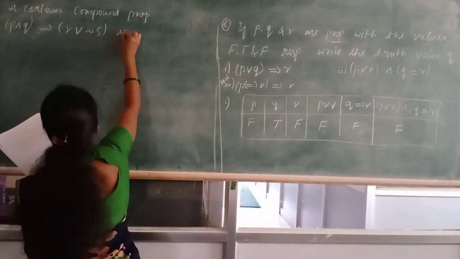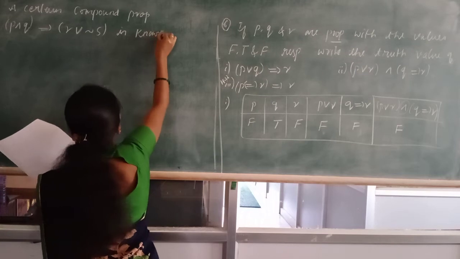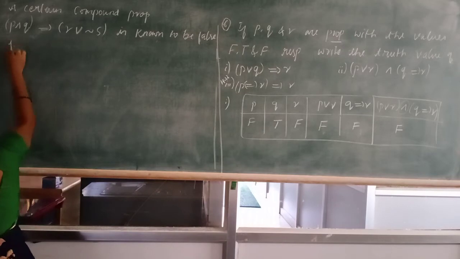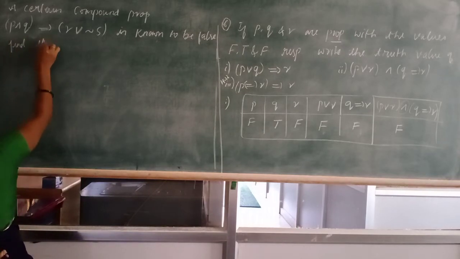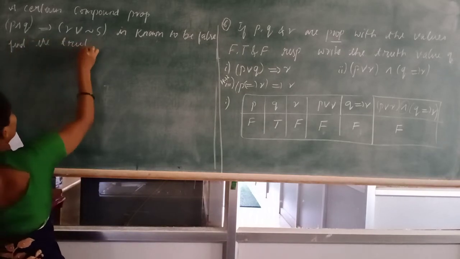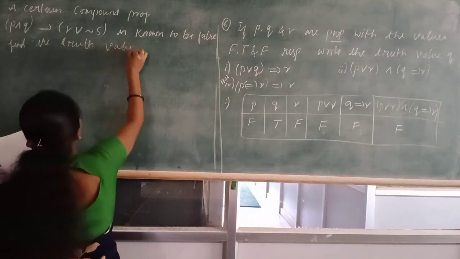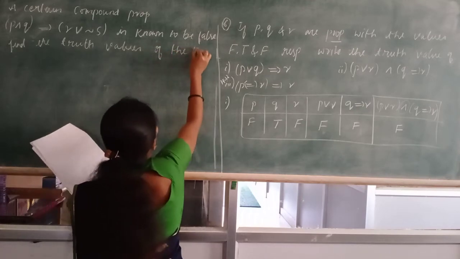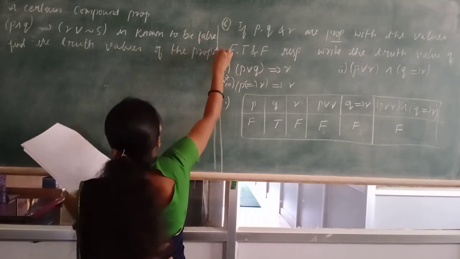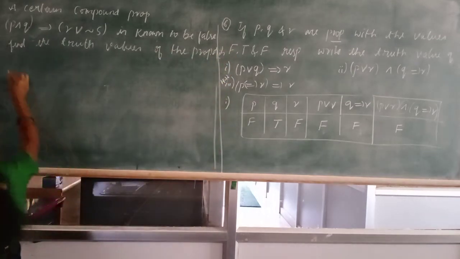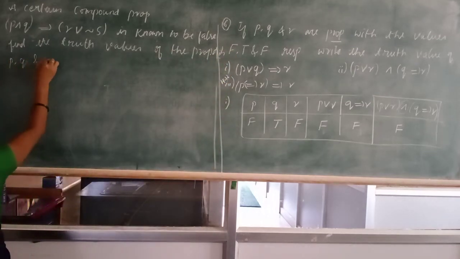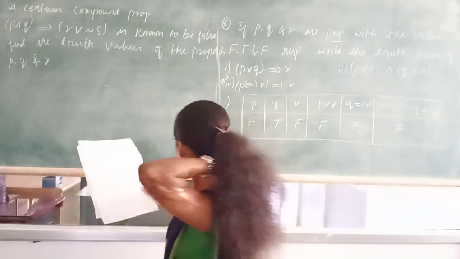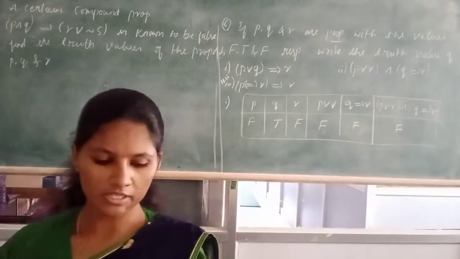S is known to be false. Find the truth values of the proposition P, Q and R. Okay, P, Q and R. The implication, okay, this is the question.